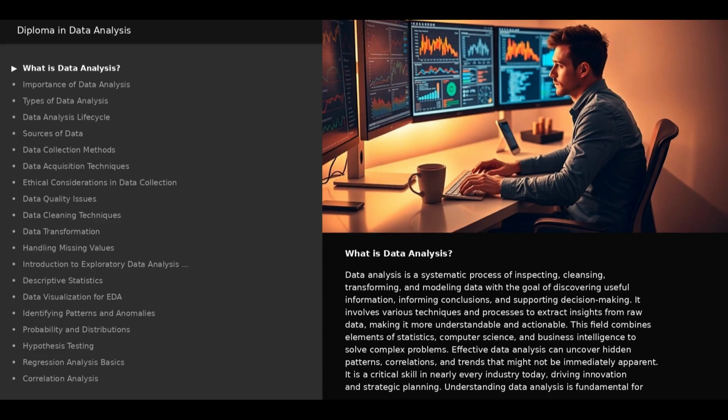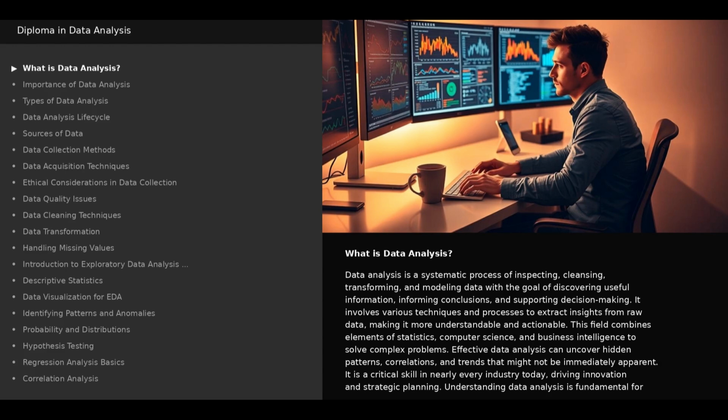What is data analysis? Data analysis is a systematic process of inspecting, cleansing, transforming, and modeling data with the goal of discovering useful information, informing conclusions, and supporting decision-making. It involves various techniques and processes to extract insights from raw data, making it more understandable and actionable. This field combines elements of statistics, computer science, and business intelligence to solve complex problems.